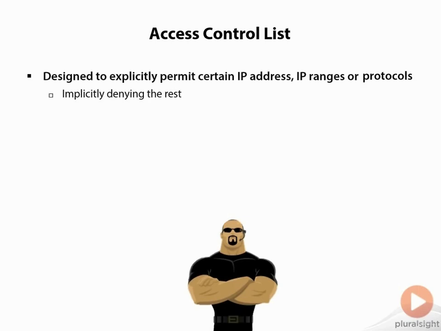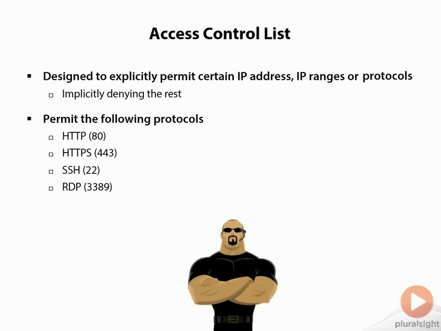So an access control list is designed to explicitly permit certain IP addresses or IP address ranges or protocols, and then it is implicitly denying the rest. Implicitly meaning if it's not on the list, it doesn't get in, or it doesn't pass through the network device. So a common real-world example of this is, let's say, we want to permit certain protocols on our network. Some common ones are listed here.